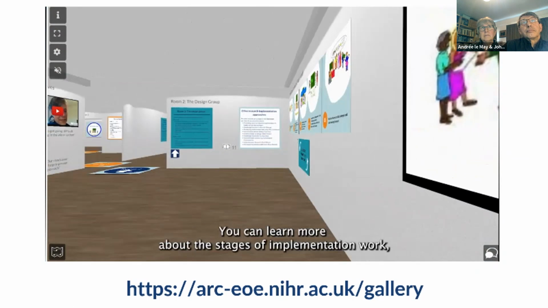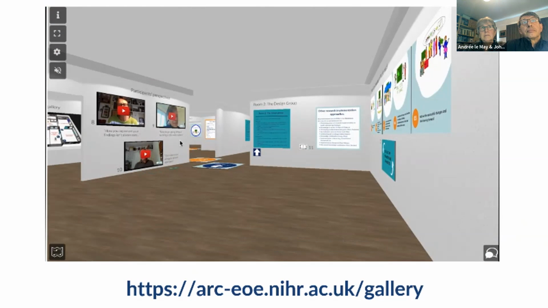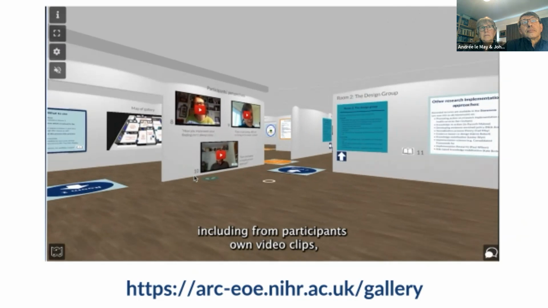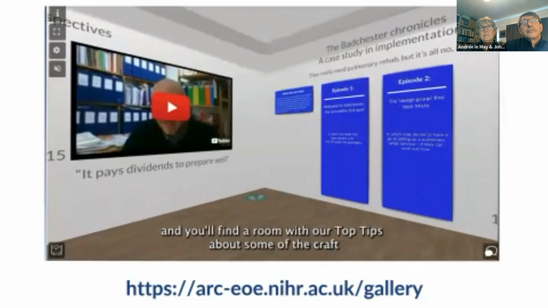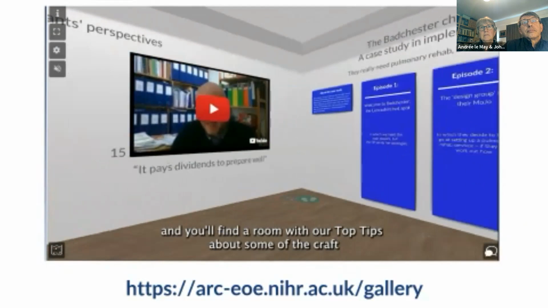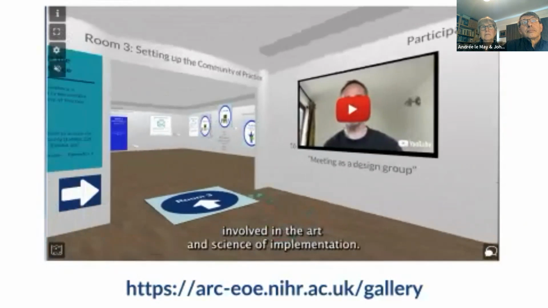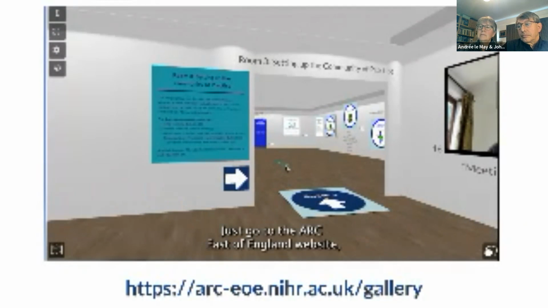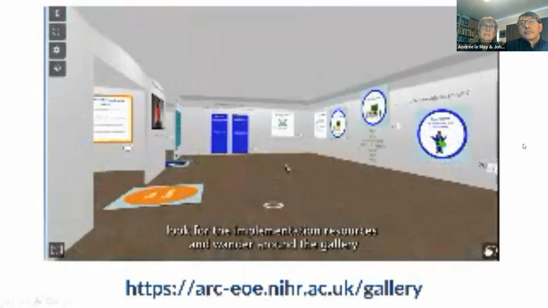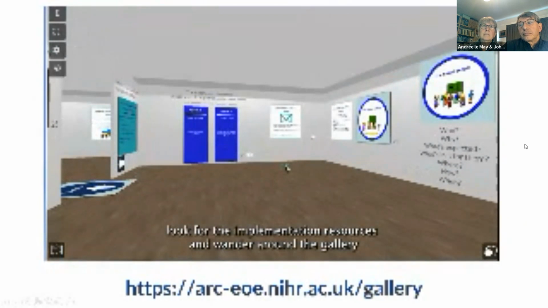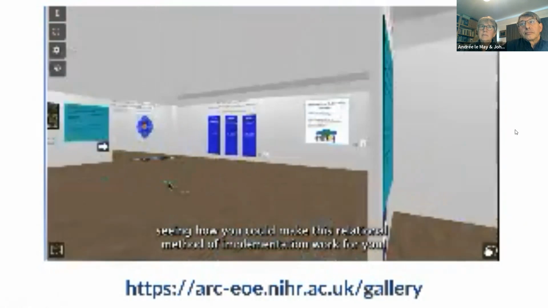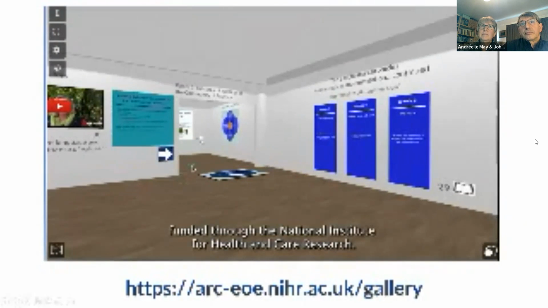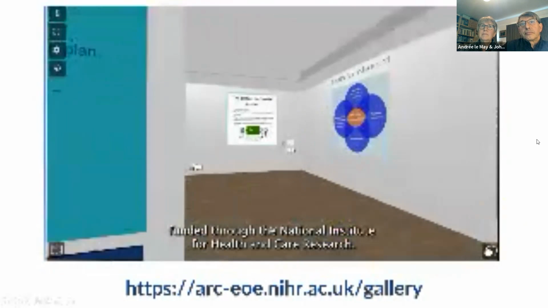You can learn more about the stages of implementation work, including from participants' own video clips, and there's a serialised story that takes you through the whole process. And you'll find a room with our top tips about some of the craft involved in the art and science of implementation. Just go to the ARC East of England website, look for the implementation resources, and wander around the gallery seeing how you could make this relational method of implementation work for you. It's all free, by the way, funded through the National Institute for Health and Care Research.